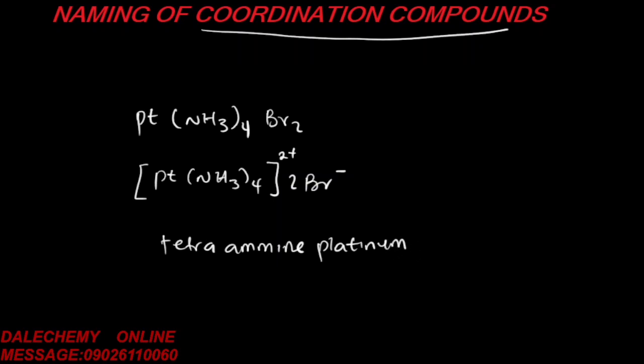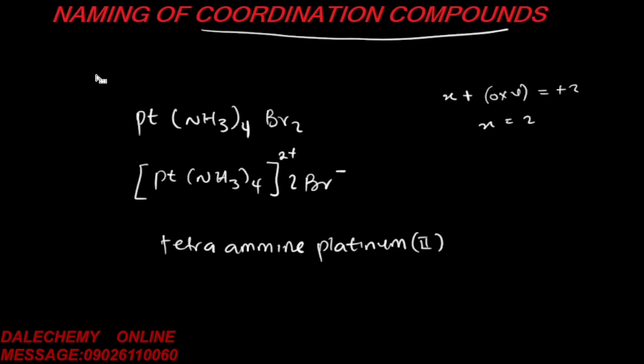And anytime you are naming a compound with a metal, you must put its oxidation state. To calculate the oxidation state, when you add the oxidation state of the metal and the ligands, you should get +2. You don't know platinum, so let's calculate: X plus that of ammonia, which is 0, times 4, gives us +2. So X will be equal to 2. So it will be platinum(II). So that's how to name this compound.